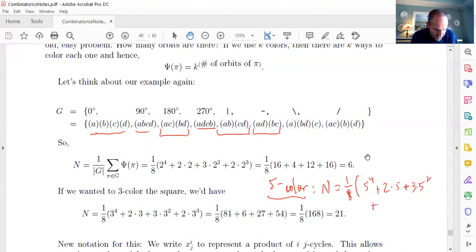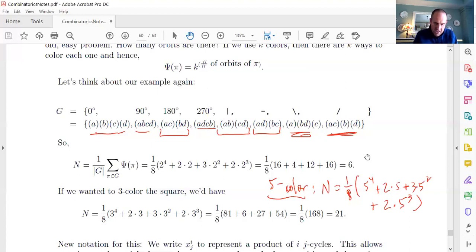Plus, what's next? Well, I just have these 2 guys left, that guy and that guy. Those are each going to contribute a 5 cubed, because it's 5 for the A, 5 for the BD, 5 for the C. So it's going to be 2 times 5 cubed. Whatever that is, we can compute that now.